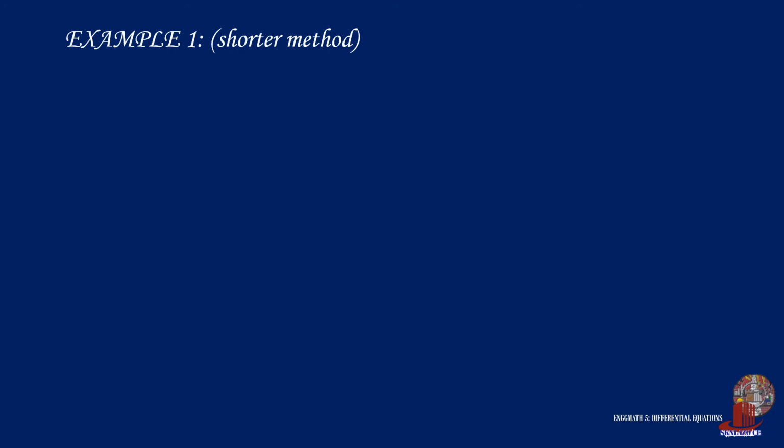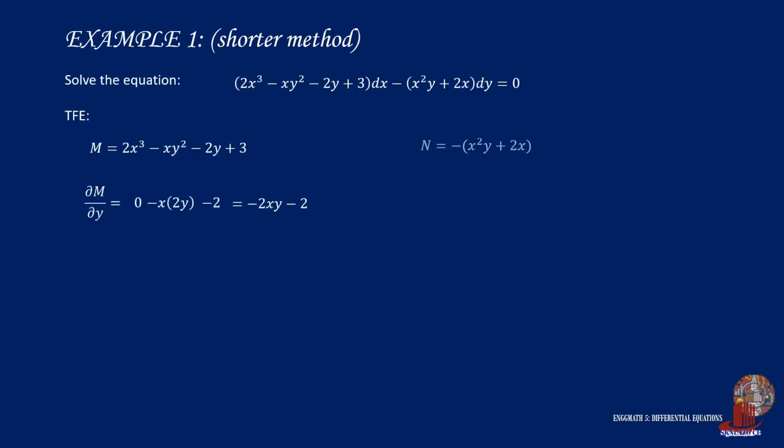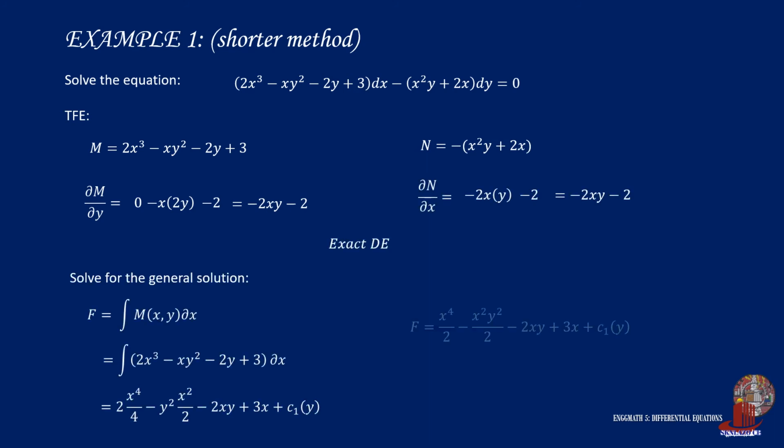If the standard procedure takes you off, there is a shorter method to get to the general solution. With the same example, which we have already proven to be an exact DE, we follow the same procedure of looking for the general solution of the m term, which came out to be f is equal to x to the fourth power all over 2 minus x squared y squared all over 2 minus 2xy plus 3x plus c1 in terms of y.